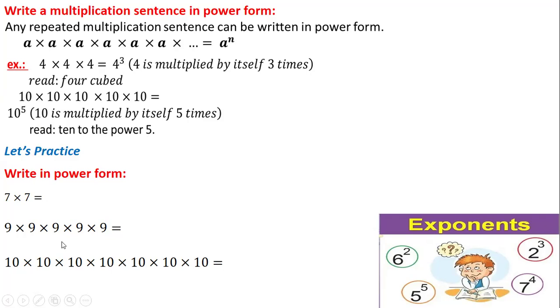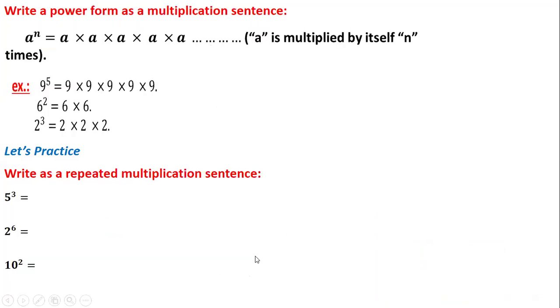Now let's practice these together. We should write in power form. So the repeated multiplication sentence 7 times 7, we write it 7 to the power 2. I read it 7 squared. 9 times 9 times 9 times 9 times 9, I express it as 9 to the power 5. The last one, we write it 10 to the power 7 since we are multiplying 10 by itself 7 times.